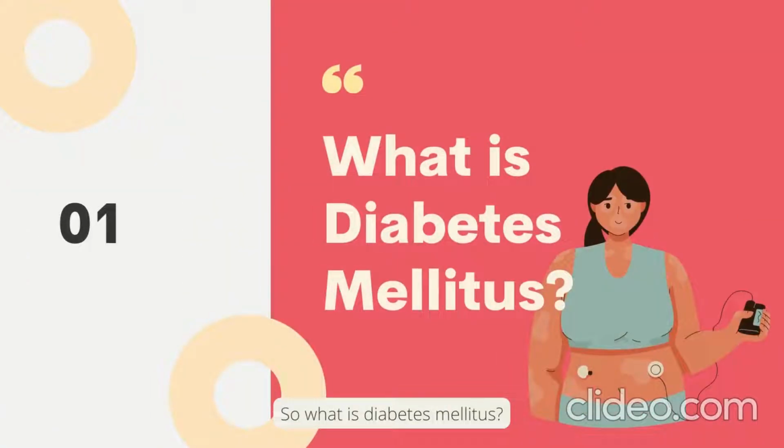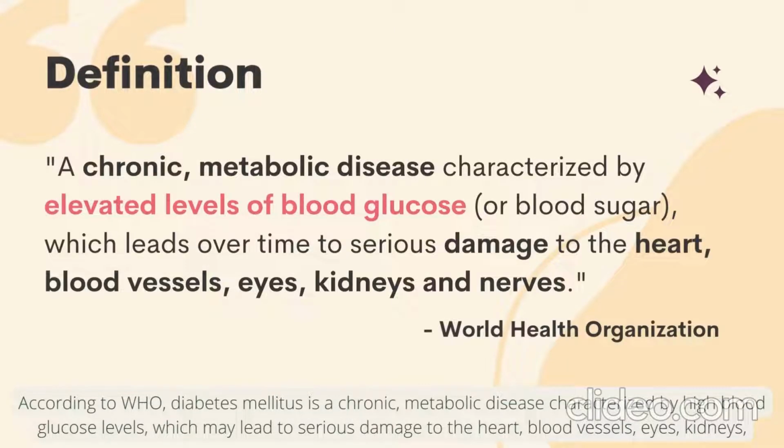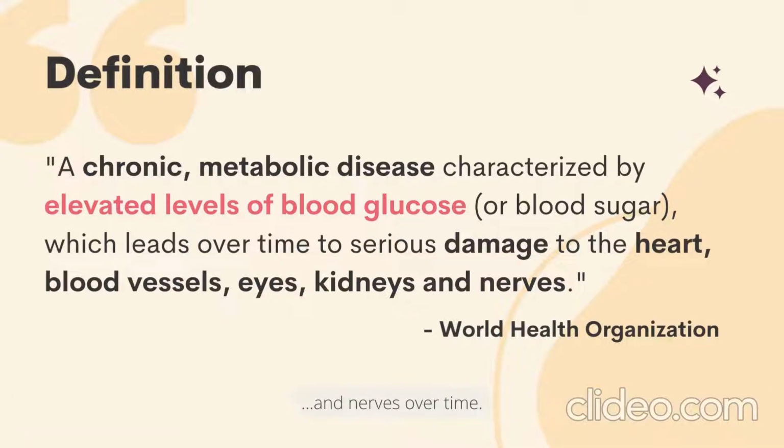So what is diabetes mellitus? According to the World Health Organization, diabetes mellitus is a chronic metabolic disease characterized by high blood glucose levels, which may lead to serious damage to the heart, blood vessels, eyes, kidneys, and nerves over time.